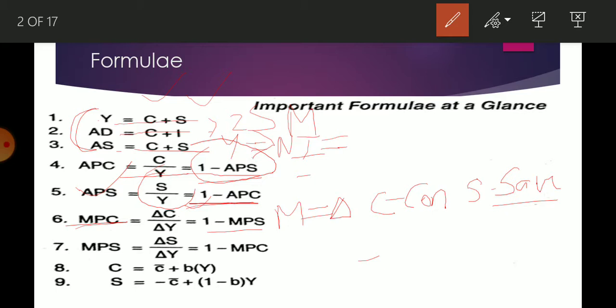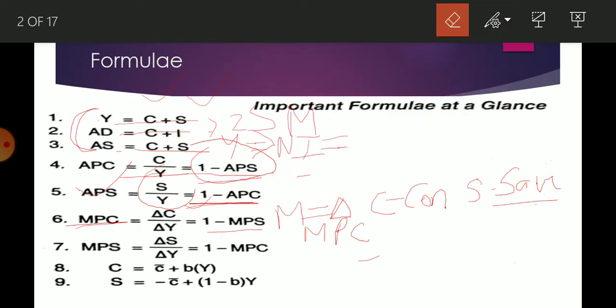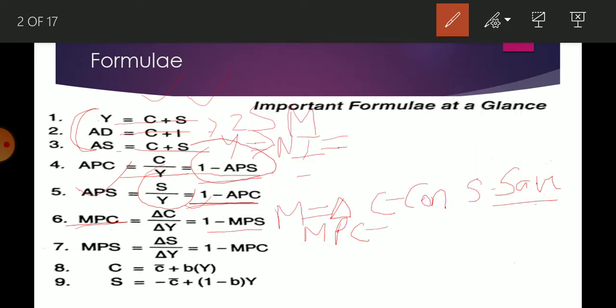We know that MPC plus MPS is equal to 1. Now we want to calculate the value of MPC. So MPC becomes equal to 1 minus MPS. In this way this equation has been derived.